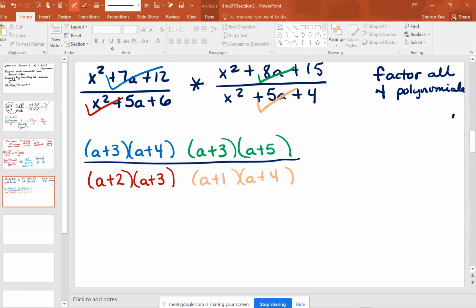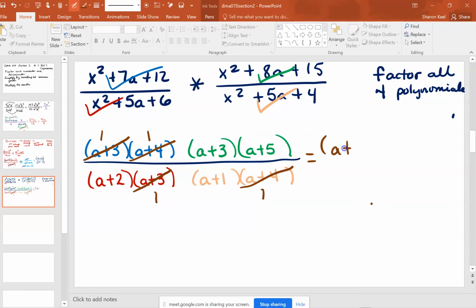Now, what I'm doing at this point is I'm going to look to cancel out any common factors. Here's an a plus 3, here's an a plus 3. I can only cancel out a pair. I can't cancel this one because there is no other a plus 3 in the bottom. I can cancel out an a plus 4 and the a plus 4 here. They're going to cancel out. And as I look, there is nothing else in the top and the bottom that are the same.